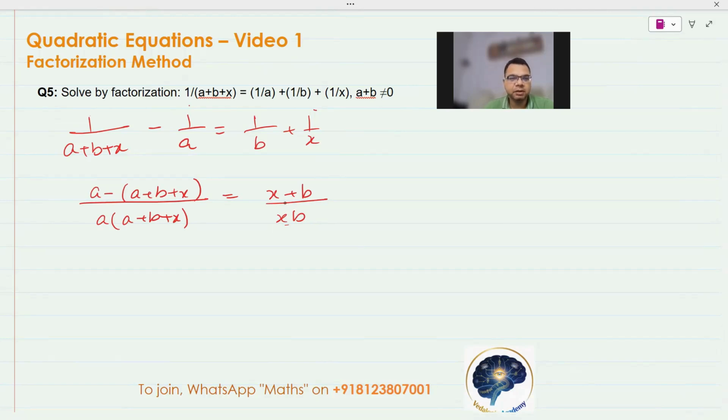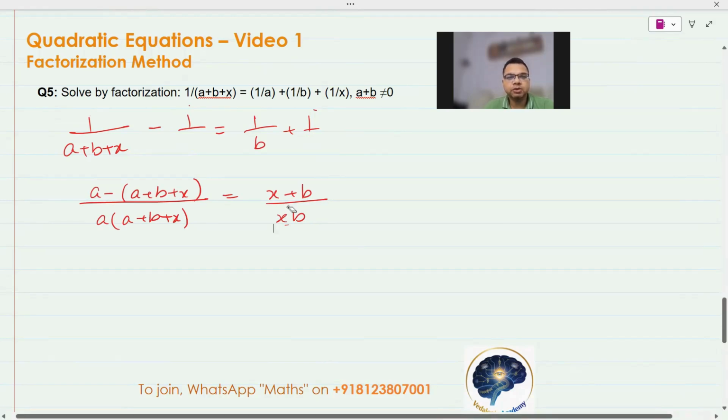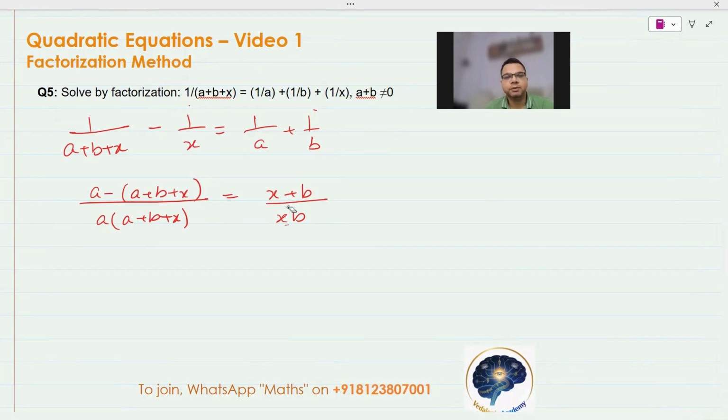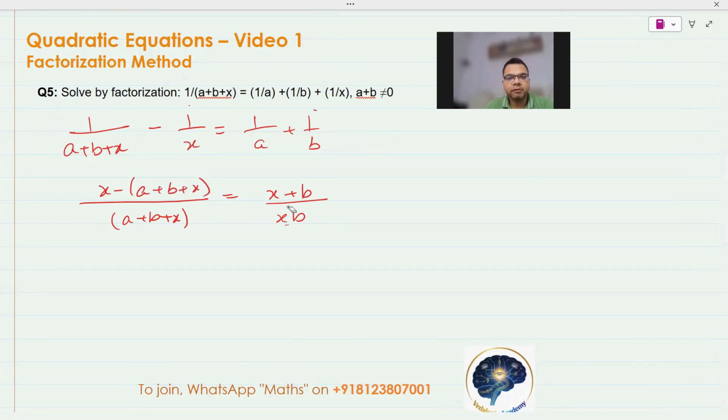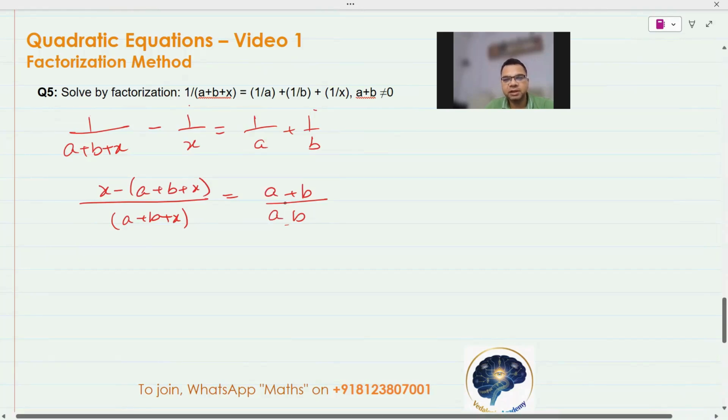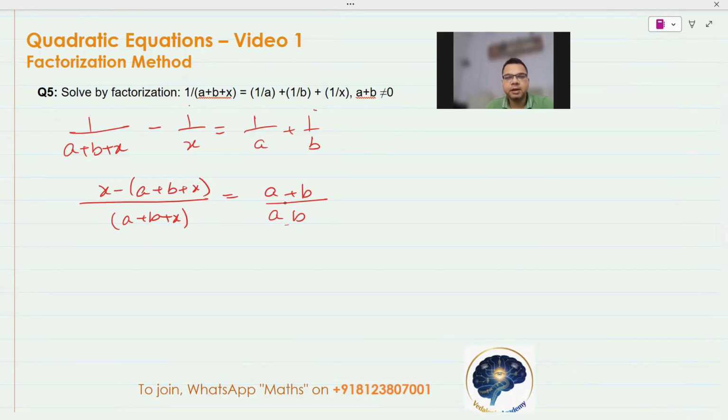That will be easier. Because whenever you are doing the questions, you have to keep this in mind. You have to try to bring the x terms on one side of the equation, and then try to solve it. So it becomes x minus a plus b plus x, and here it will become a plus b upon ab. I hope this is clear. When I bring the denominator as ab, I have to write b plus a. So I have written a plus b, and similarly here as well. And I missed x here.